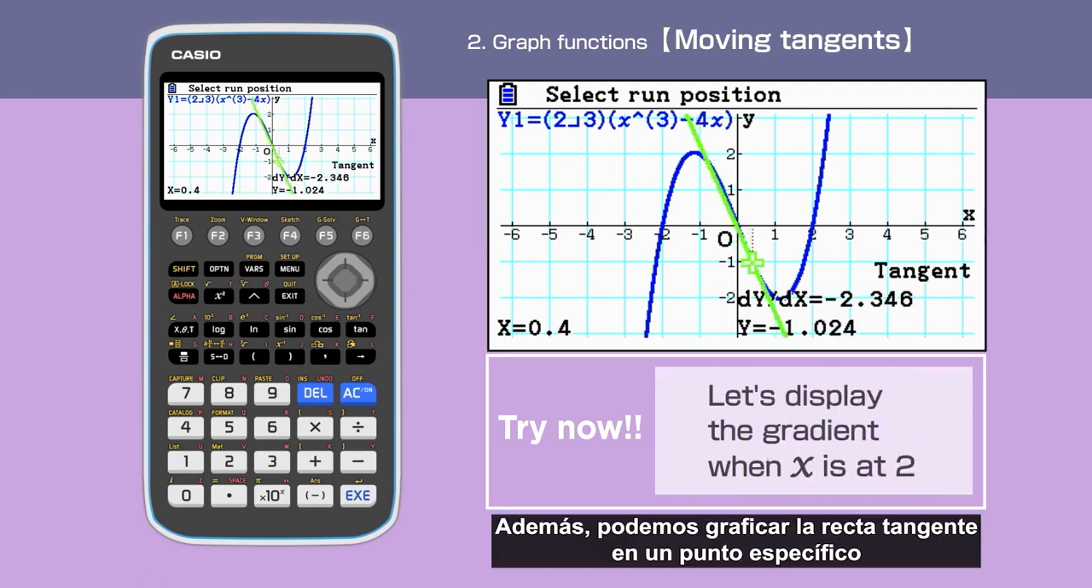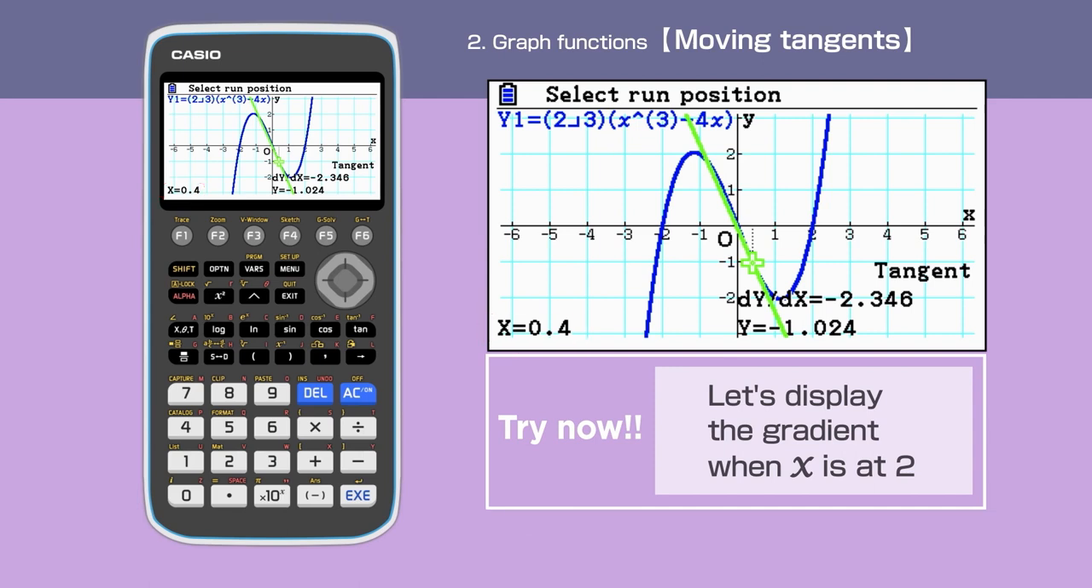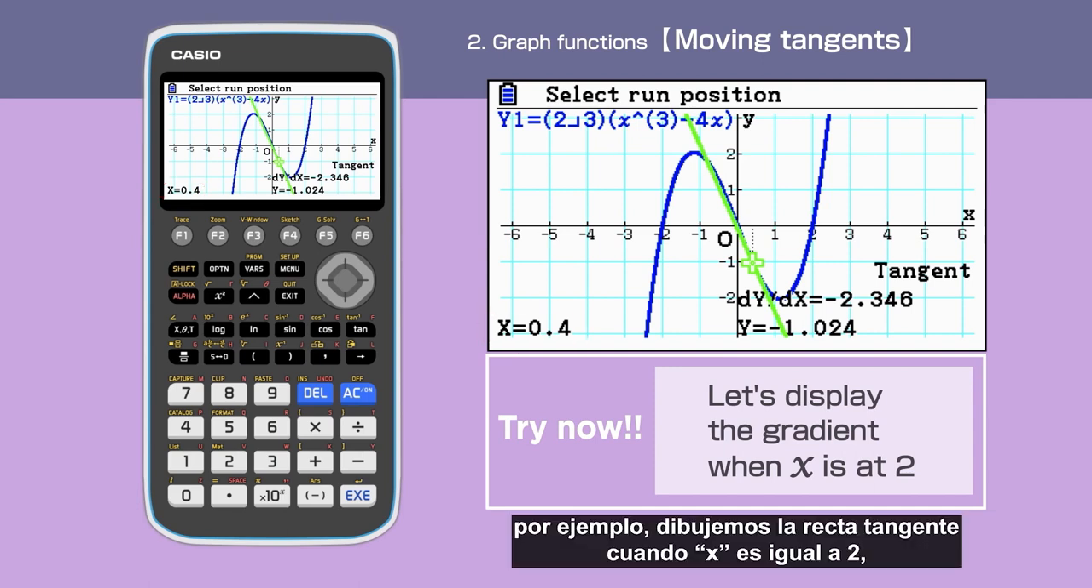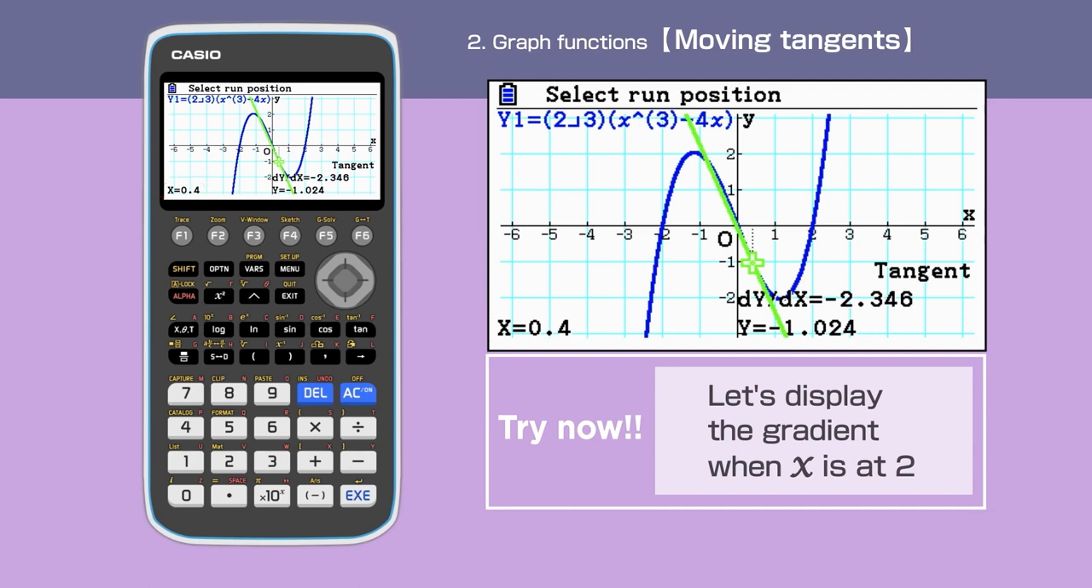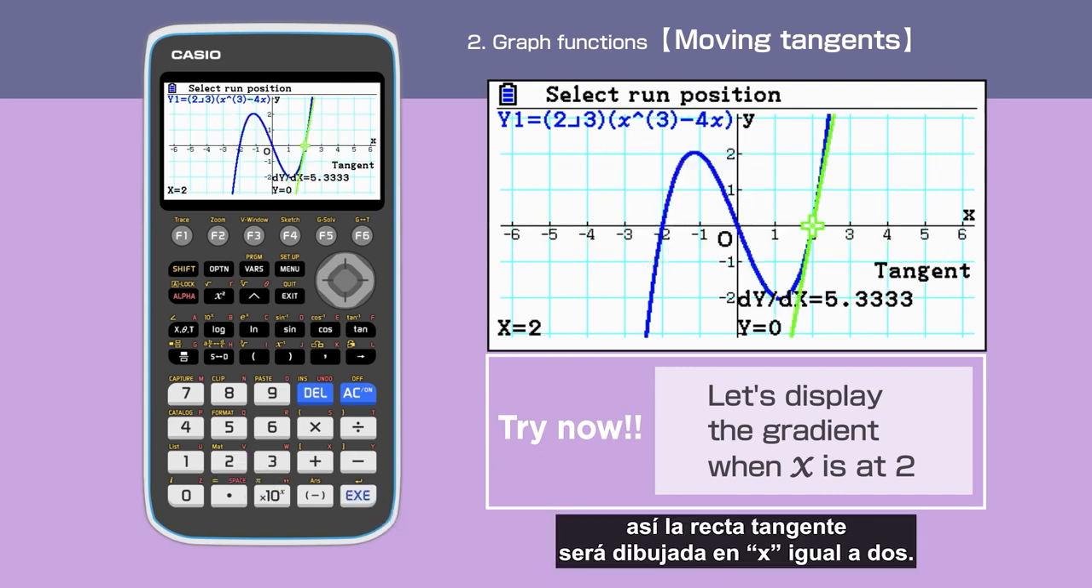In addition, we can draw a tangent at the specific point when x coordinate is given. Let's draw a tangent when x is at 2. We only need to enter 2 and execute in our calculator. The tangent is drawn at x equals 2.